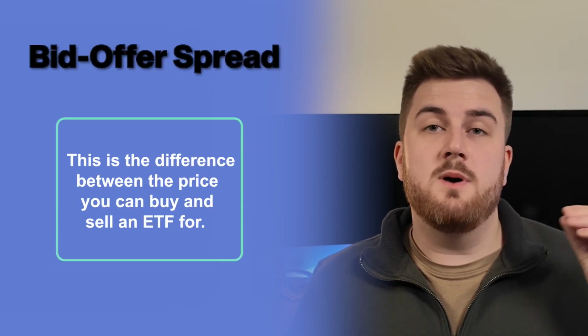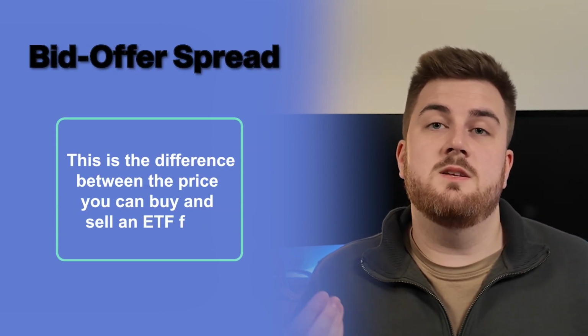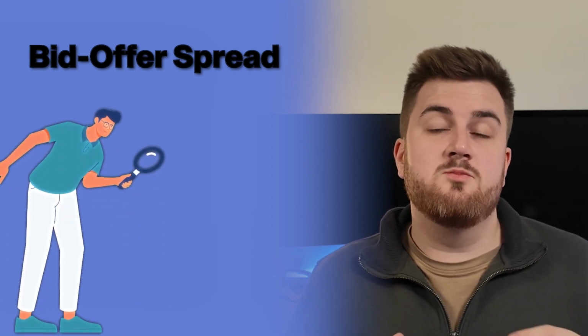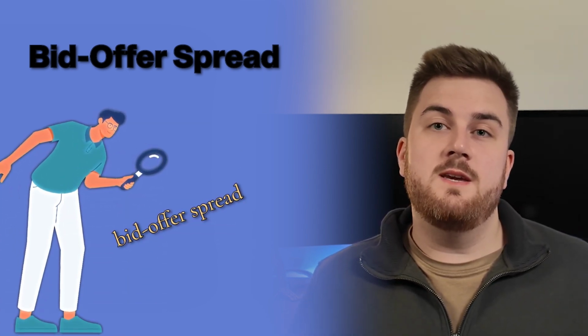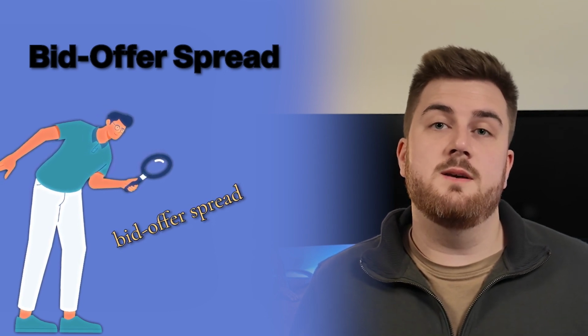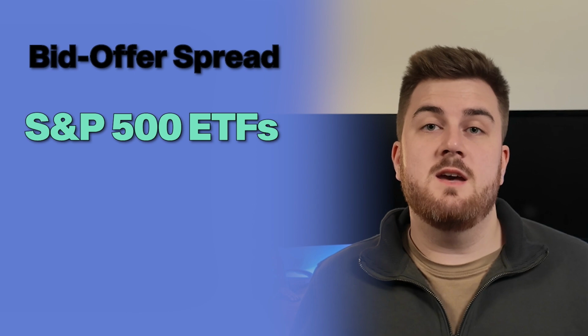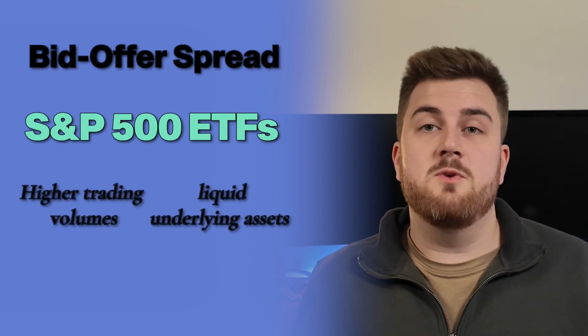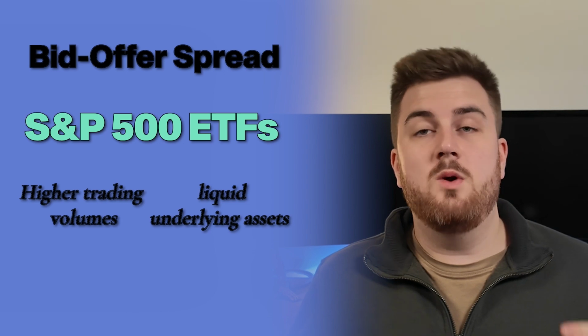And speaking of bid-offer spread, this is the difference between the price you can buy a share of an ETF at and the price you can sell a share of an ETF at. So if you've ever wondered why you're immediately down after buying a share, it's probably the bid-offer spread. This is not a fee charged by your broker, it's just a characteristic of market trading. You can't avoid it. That being said, for S&P 500 ETFs, because the funds tend to be quite big and the underlying assets are quite liquid, the bid-offer spread is usually very tight and most people won't even notice it.